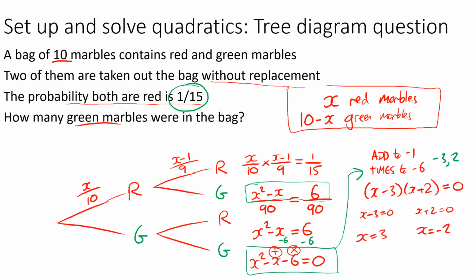So that means, if we think back to when we said x was the number of red marbles, there's either 3 red marbles or there are minus 2 red marbles. Which one do you think is sensible? Yeah, I think it's a 3. There we go. Some difficult questions in there, but the general idea of factorizing to solve quadratics hopefully makes sense. Cheers.